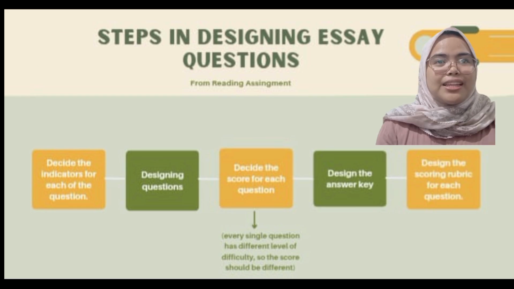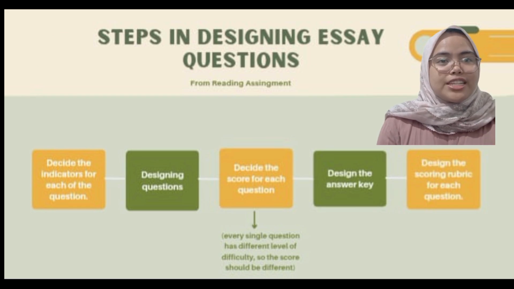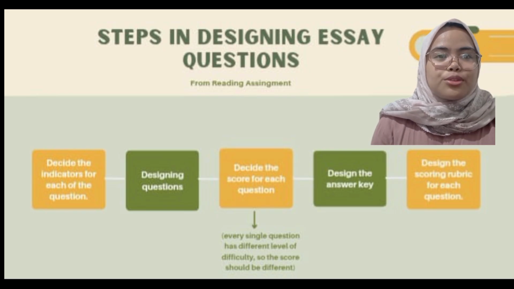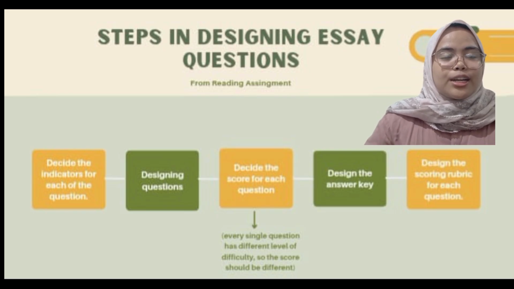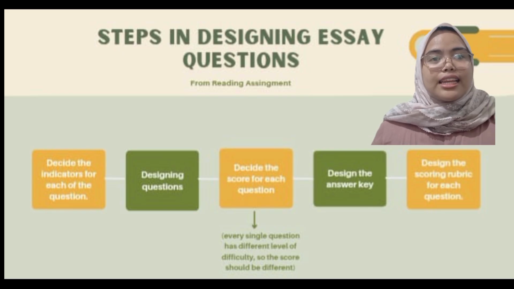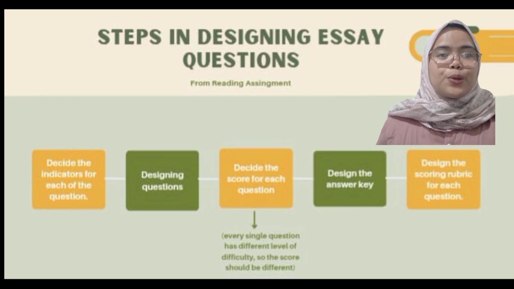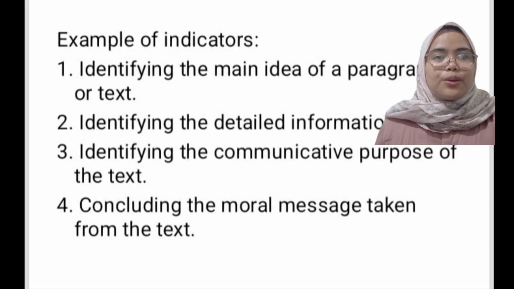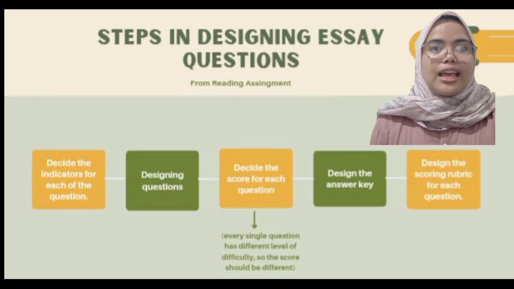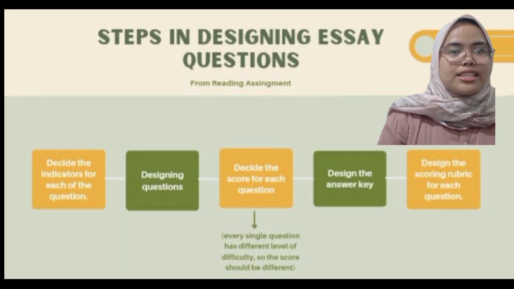Next are the steps in designing essay questions. The first is deciding the indicators for each of the questions. So before we make the questions, we must know what the purpose of these questions is by deciding the indicators for the questions. And one question needs one indicator, and one indicator can be assessed in more than one question. And after that we can design the questions.